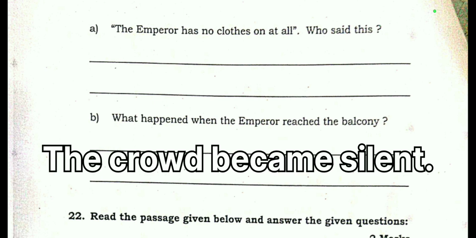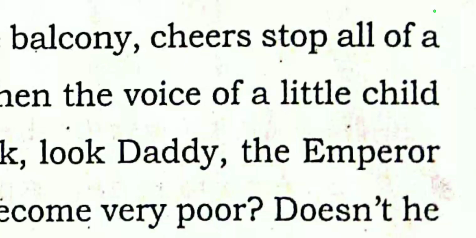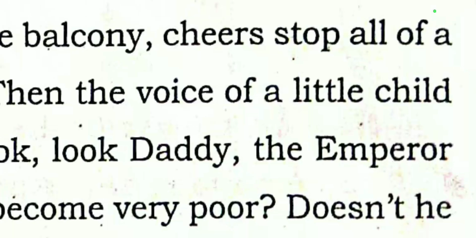B. What happened when the emperor reached the balcony? So you have to go back to the paragraph and you will be able to see the answer, that the crowd stopped to cheer. Now, for those who are not really good in English and creating sentences, you go back to the paragraph and you can use your pencil. Always use a pencil when reading to mark out the main points.